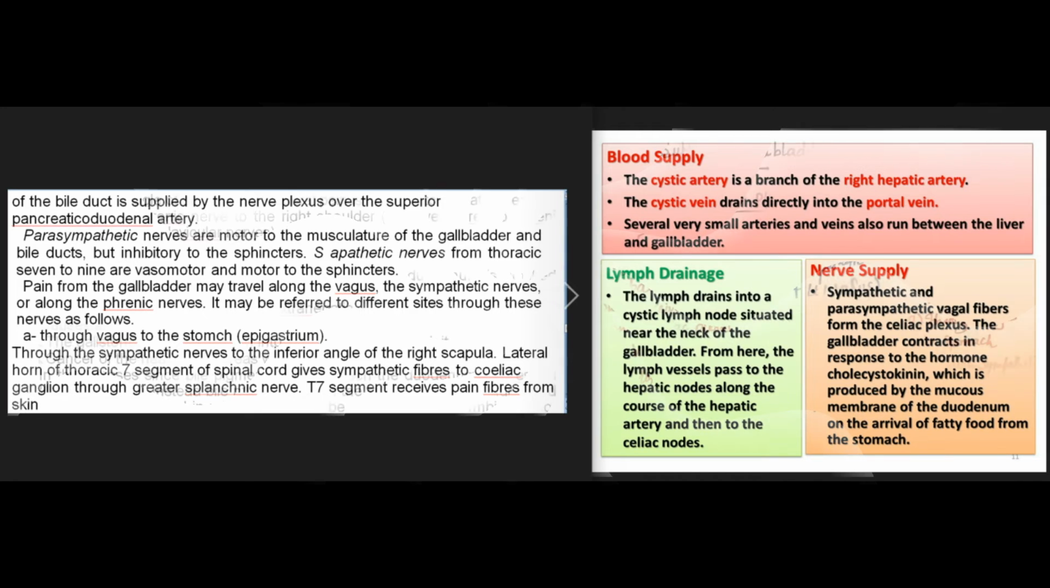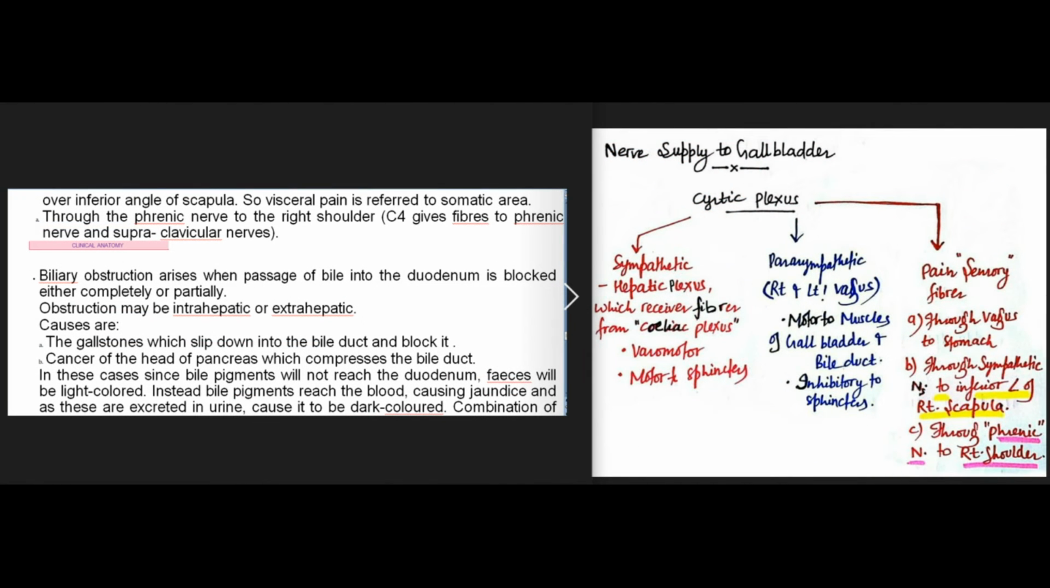T7 segment receives pain fibers from skin over inferior angle of scapula. So visceral pain is referred to somatic area. Through the phrenic nerve to the right shoulder, C4 gives fibers to phrenic nerve and supraclavicular nerves.